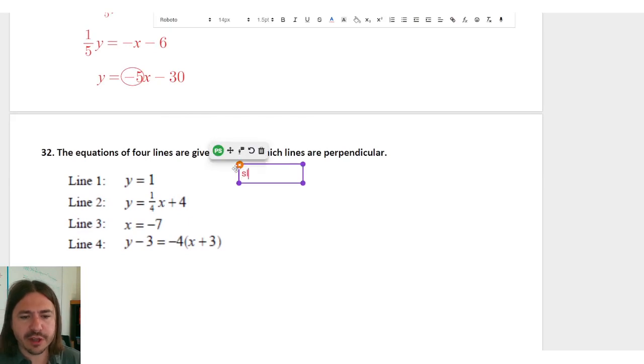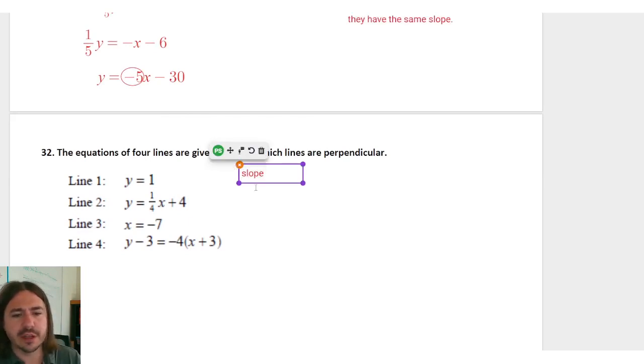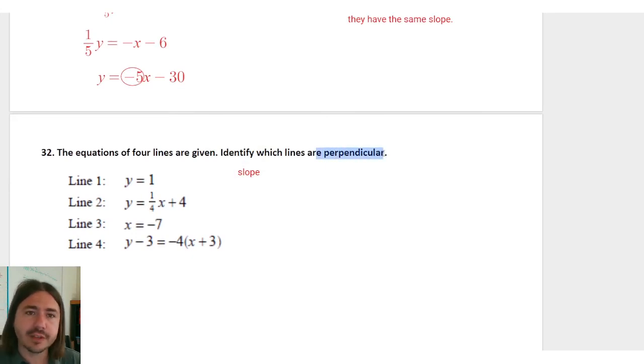So I'm going to create a little column here, find the slopes of these lines, and we're looking for ones that are perpendicular. So we're not looking for ones that have the same slope, but we're looking for ones that have opposite reciprocal slopes or, really the only other case where you can have perpendicular lines, if you have a horizontal and vertical line.